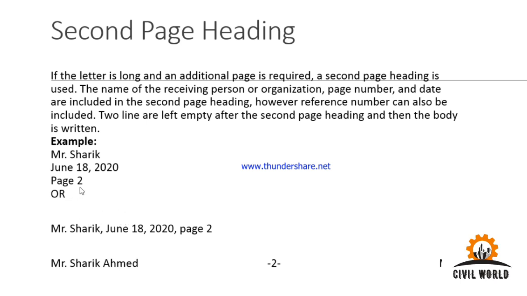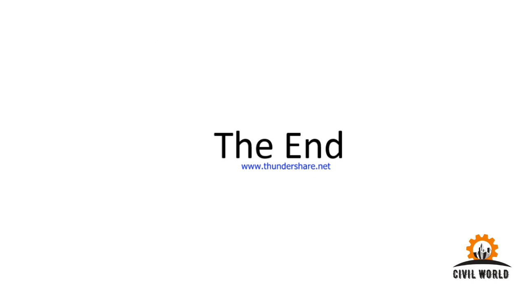After writing this heading, you are going to leave two line spaces, and then write the paragraphs. You start with the paragraph, so be careful with that. Don't start your paragraph by leaving just one space or right after these headings. You start your paragraphs by leaving two lines or two spaces. So keep this in mind, and you can go for any of these three formats for your second page headings. This was our lecture for today. Thank you.